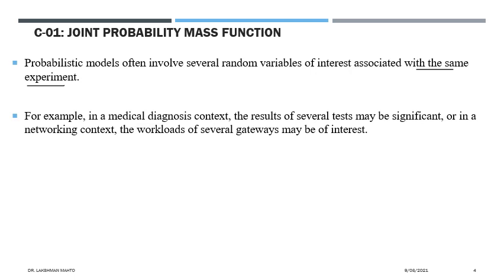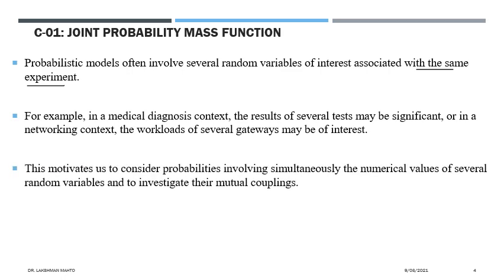Or similarly, if you are in a networking context, then the workload of several gateways may be of interest. So various gateways would be there to provide a smooth network, a smooth communication of anything you want to communicate. So this motivates us to consider probabilities involving simultaneously the numerical values of several random variables and to investigate their mutual coupling, how they couple together. So the coupling, we will measure through joint probability mass function.